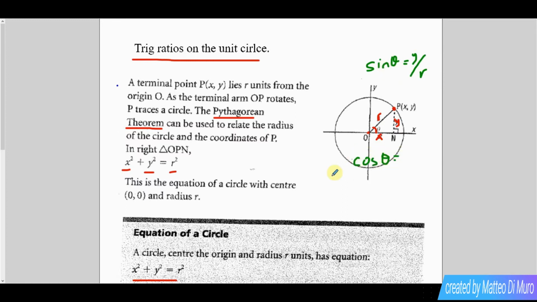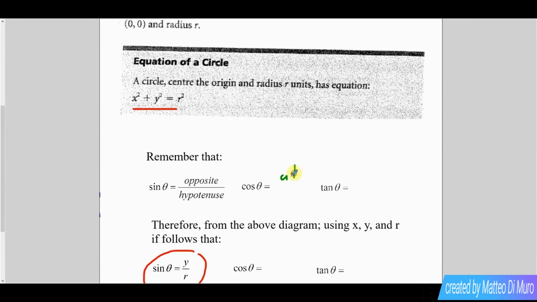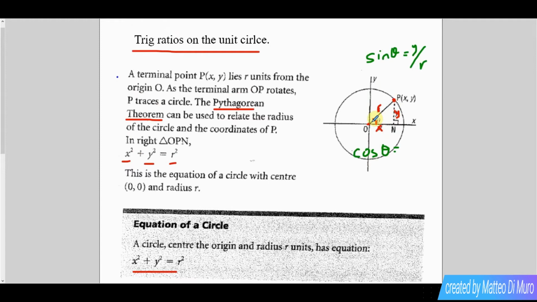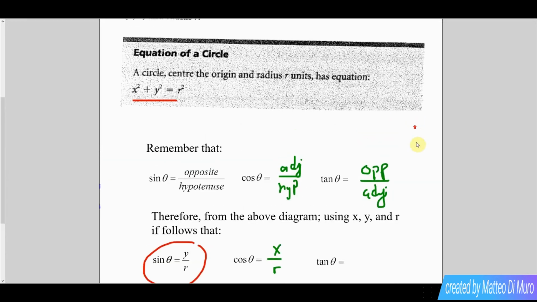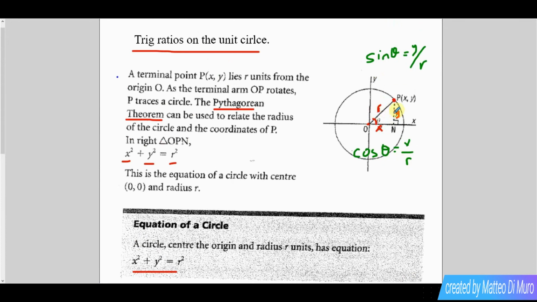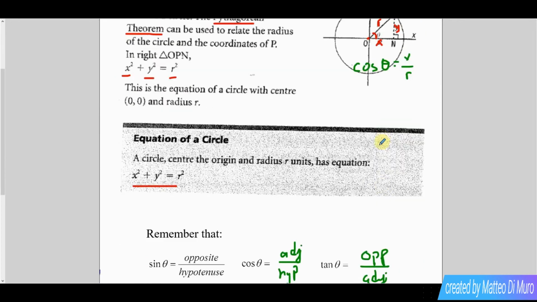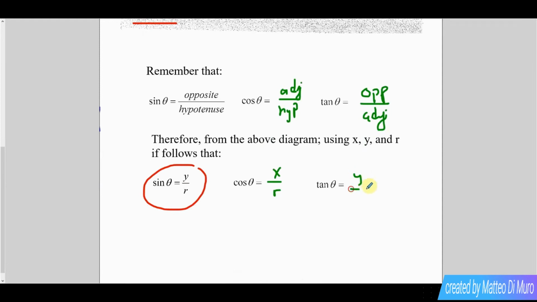Cos theta used to be adjacent over hypotenuse. But now, when we look at our unit circle, cos theta is adjacent, which is x, and the hypotenuse is r. So it's x over r. I'm going to write it down here too. Okay, that leaves tan theta. Tan theta used to be opposite over adjacent. But yeah, you guessed it. Let's go look at our picture here. Opposite is y, and adjacent is x, so tan theta is now y over x.